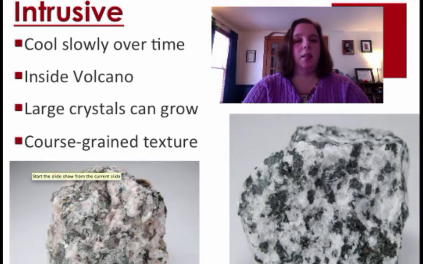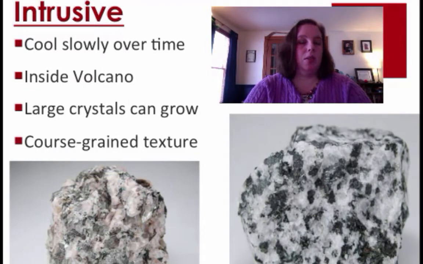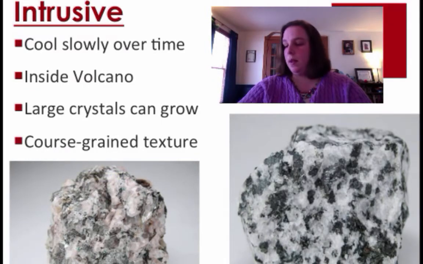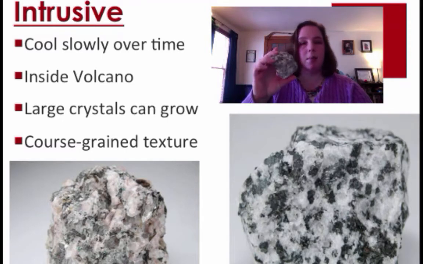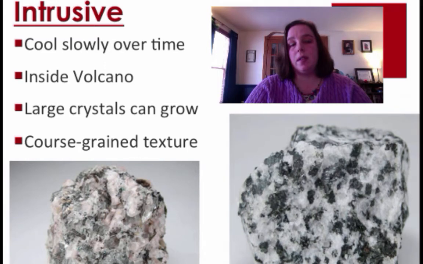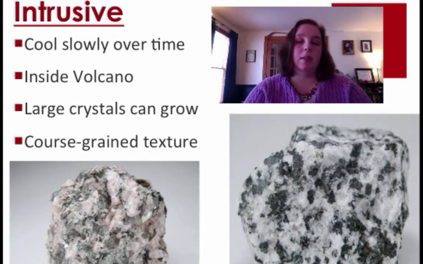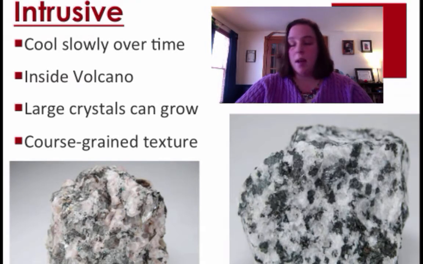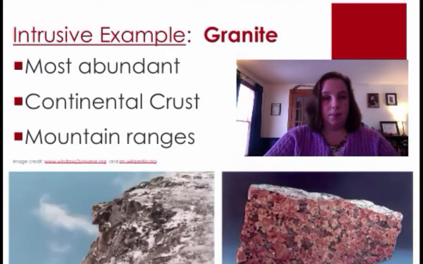Let's get into this a little bit more. So, intrusive igneous rocks, they cool very slowly over time. Here's an example. They are inside the volcanoes, and because they cool very slowly, large crystals can grow, and what we like to call this is coarse grain texture because of how it feels and also because of how it looks. You're actually going to get many different colors.